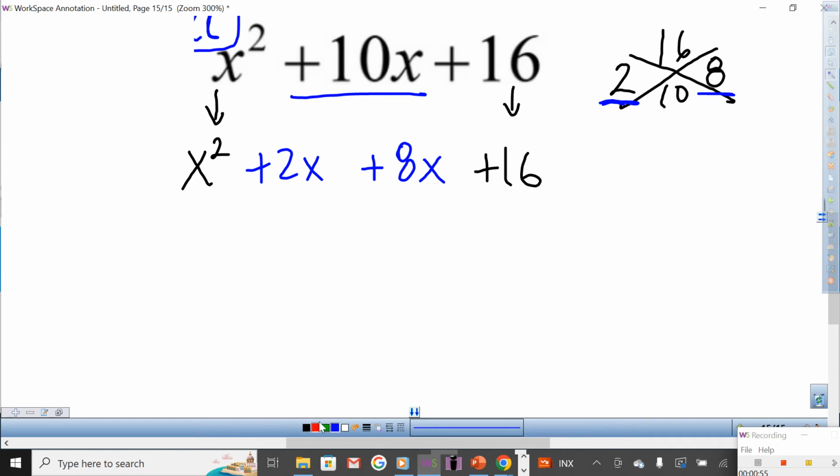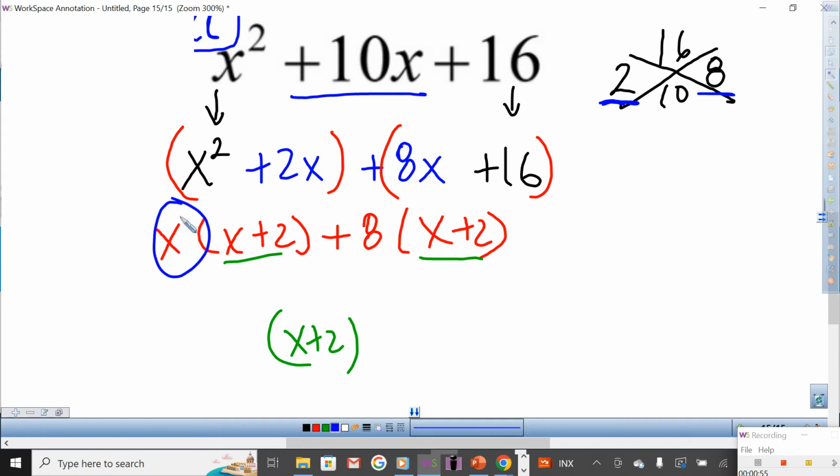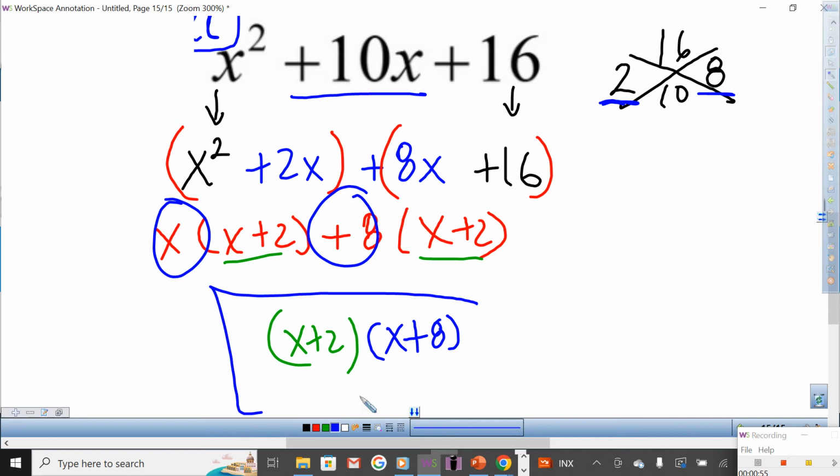And now we can actually factor by grouping. So GCF for these 2 is x. We're left with x plus 2. GCF for these 2 is 8, and we're left with x plus 2. So what's the same here and here? X plus 2. And what's left over? X plus 8. These are coming back. I'm giving you practice because they're going to be part of the final. By grouping. If you give me the factors and you don't do by grouping, it's wrong.